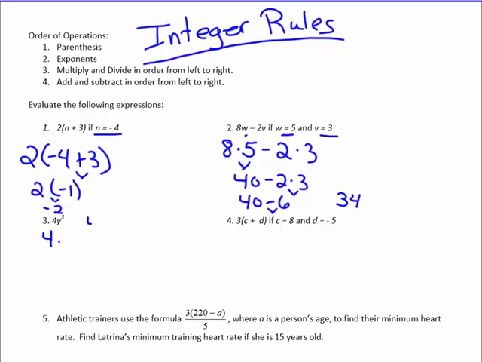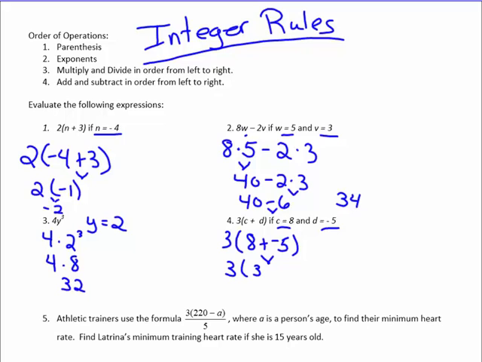For number 3, we have 4 times, I forgot to say what y was. Let's let y equal 2. Sorry about that. So this is going to be 4 times 2 to the third. I have to do exponents first. 2 to the third is 8. 4 times 8 is 32. For number 4, we have 3 times the quantity C plus D, and again, they tell us what they are. So we have 3, and in parentheses, 8 plus negative 5. I have to do parentheses first. 8 plus negative 5 is 3, and then 3 times 3 is 9. So we're just adding in that one extra step here.